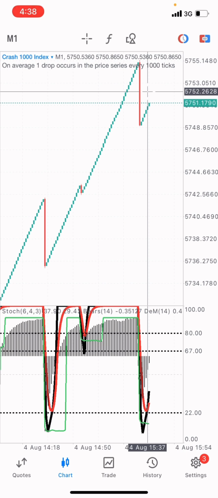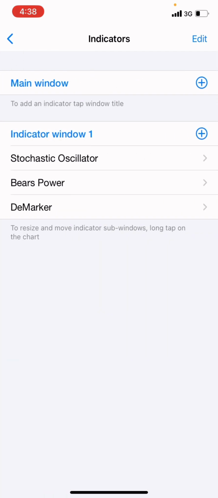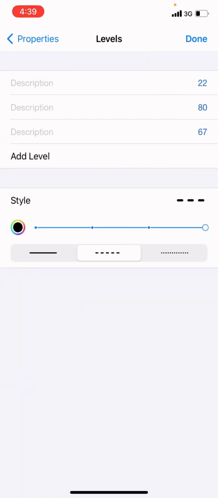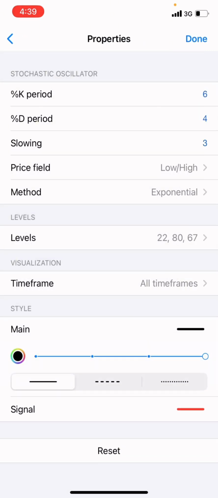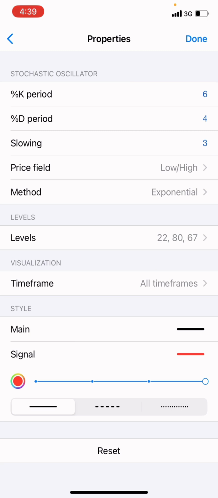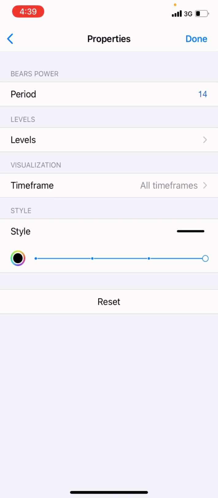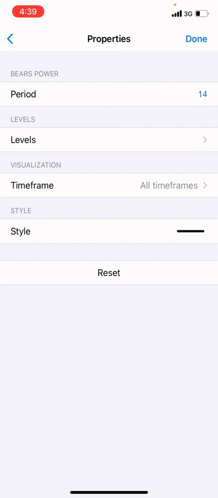So I hope you found value in this video. Now I've not shown you guys the parameters. For the stochastic oscillator, we're using 6 on the K period, the D period on 4, slowing on 3. The method is exponential, price field slow, price field low/high, levels 22, 80 and 64, the style 4 pixels and the color black. The main 4 pixels and black color, signal 4 pixels and red color. Then for the Bears Power on period 14, the style on 4 pixels, color black.